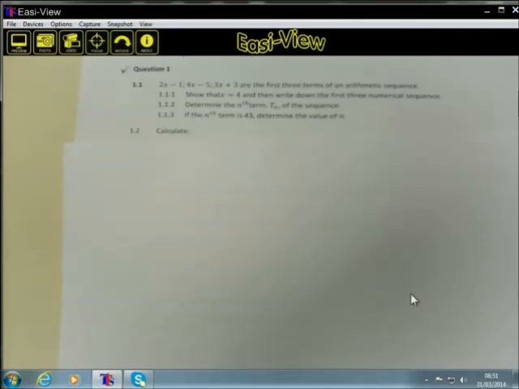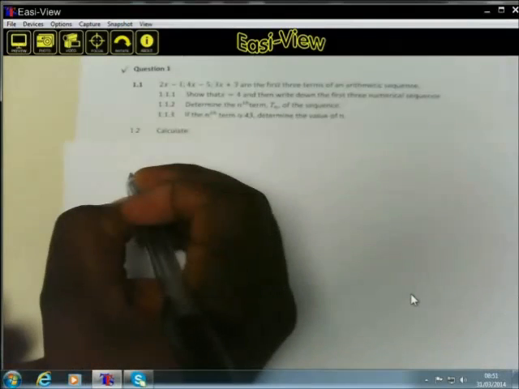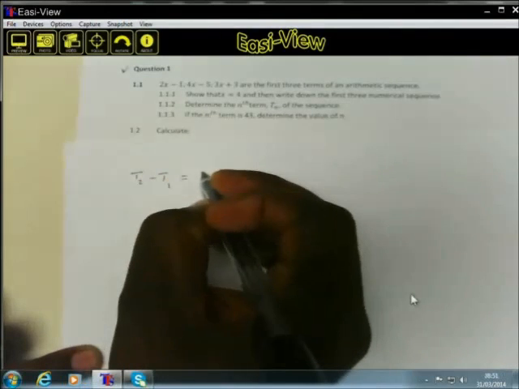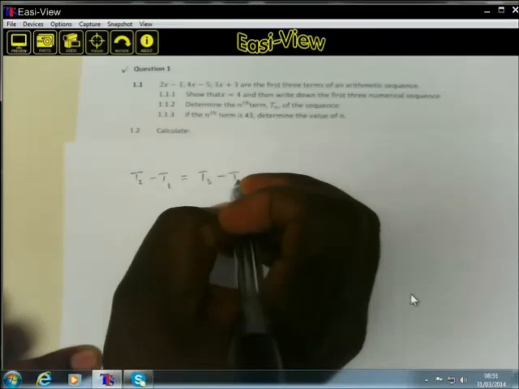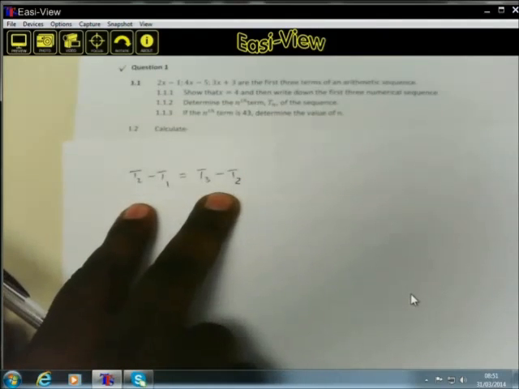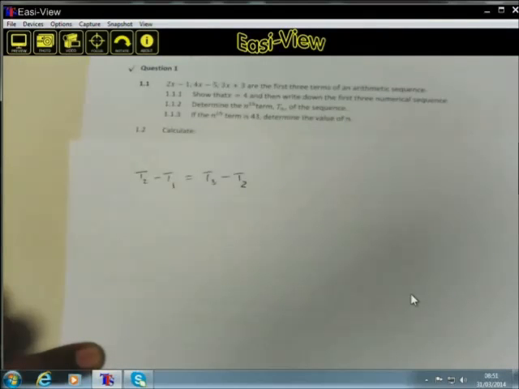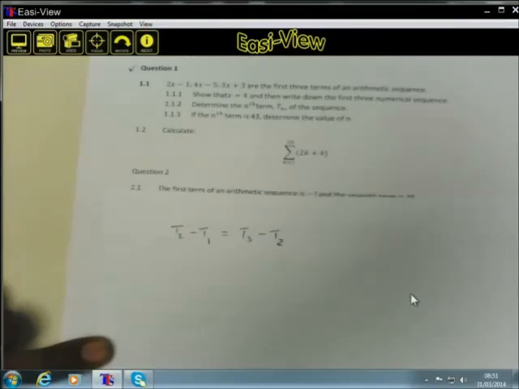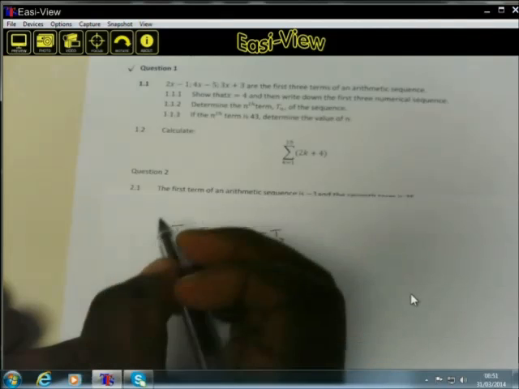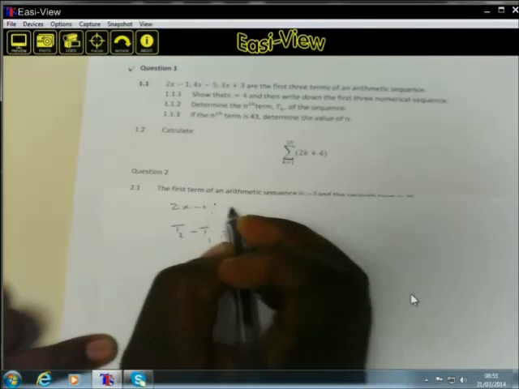Now, before you even go to the questions, because they told you that these terms are terms of an arithmetic sequence, the very first thing that must come to your mind is that an arithmetic sequence has a common difference. Which means T2 minus T1 will be the same as T3 minus T2. I'm writing this down because they said the sequence is arithmetic. And in the same way, should they have said that this sequence is geometric, we would say T2 divided by T1 is equal to T3 divided by T2.